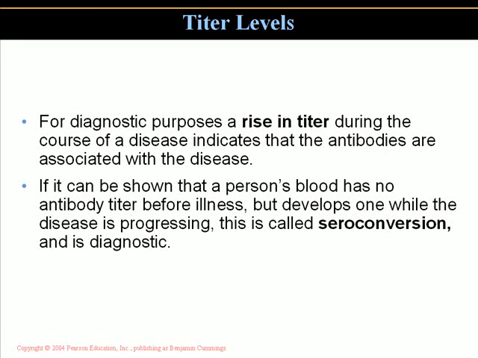Now, for diagnostic purposes, a rise in the titer during the course of a disease indicates that antibodies are associated with the disease. If it can be shown that a person's blood has no antibody titers before an illness, but develops one while the disease is progressing, this is referred to as seroconversion and is diagnostic. You should be familiar with the definition of seroconversion.